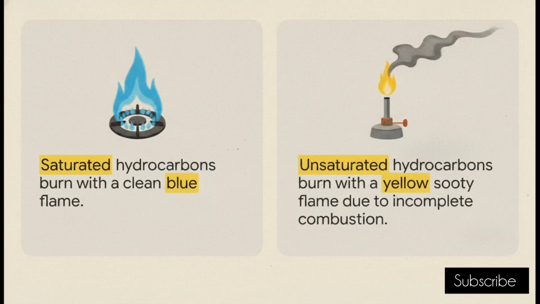And this brilliantly illustrates a really crucial difference you need to know. Saturated hydrocarbons usually burn with a beautiful, clean blue flame, but unsaturated hydrocarbons, they burn with a yellow, sooty flame. Why is that? It's all because of incomplete combustion. So the next time you see a yellow, smoky flame, you'll know you are witnessing the incomplete combustion of an unsaturated carbon compound right before your eyes.